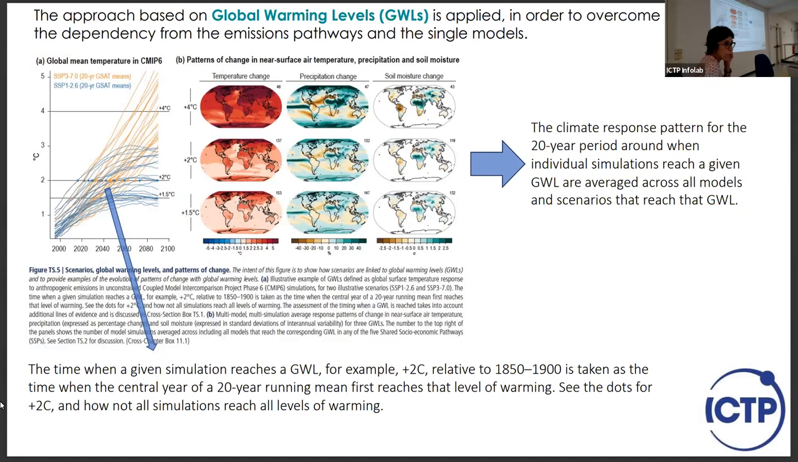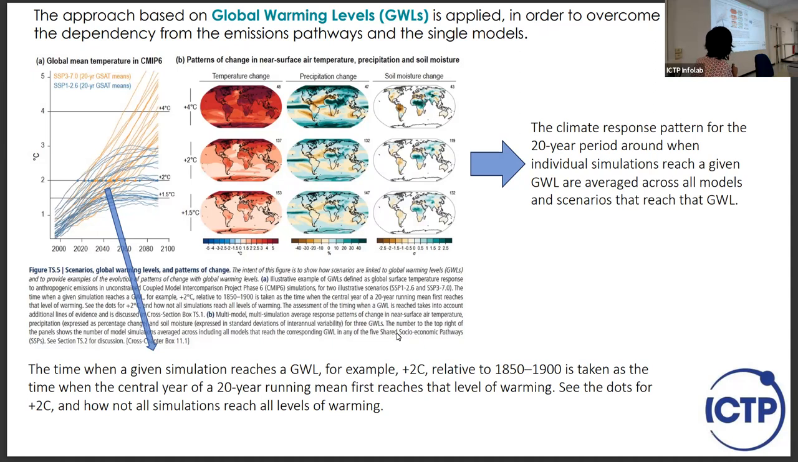Okay, and then another concept that is now being used a lot, and that can be applied in order to overcome the dependency on emission pathways and single models, is the concept of global warming levels. This figure is an example of two different scenarios, the blue one and the orange one, and each single member of the ensemble belonging to these two scenarios. We can see that each member reaches, for example, two degrees of global warming in different years. Each model did this differently.